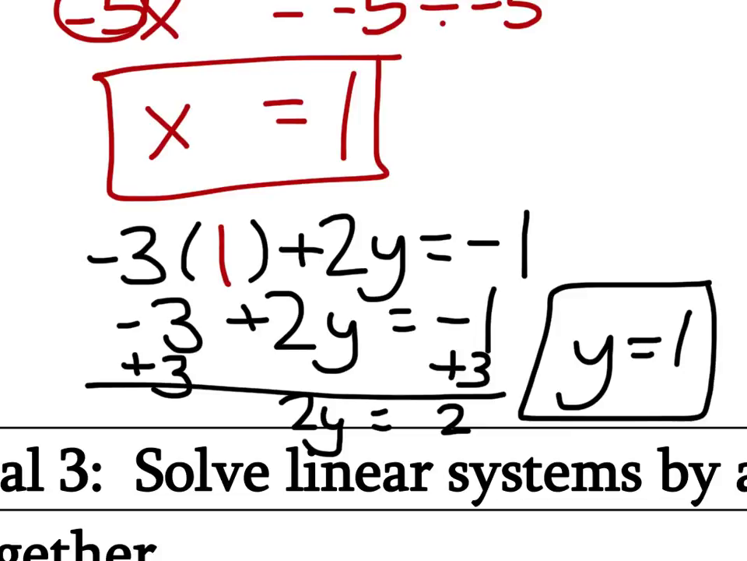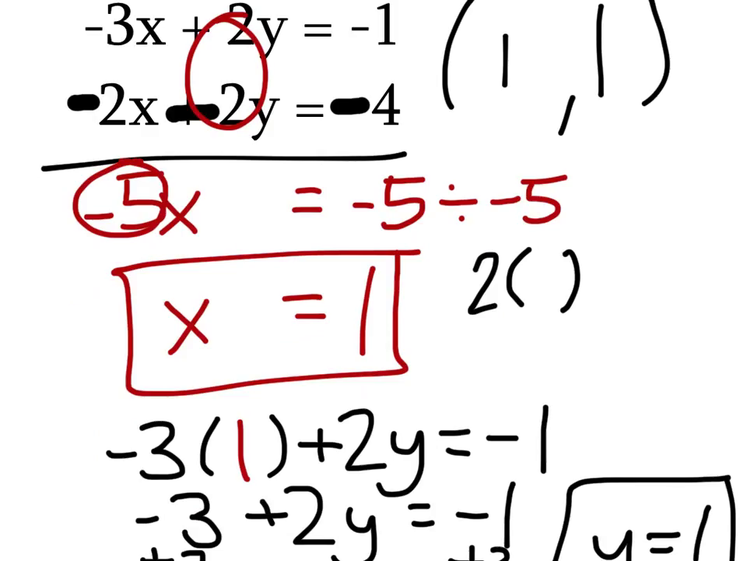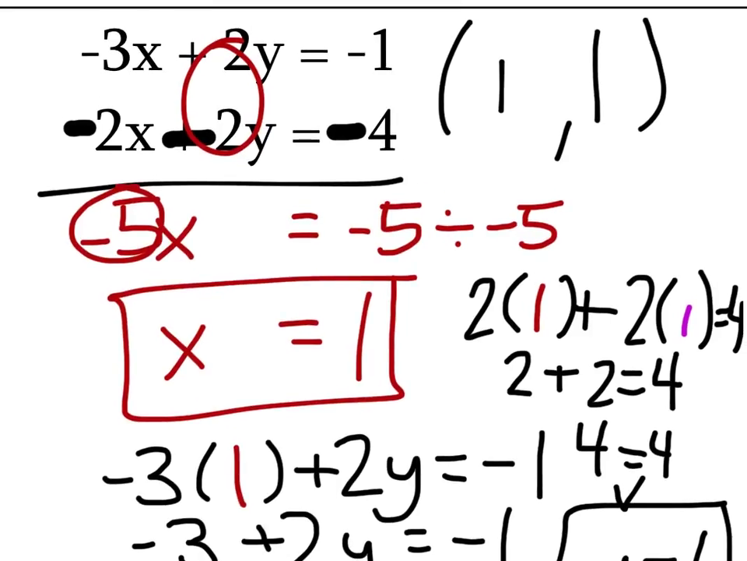So we know y equals 1, but we should check this by plugging it into the other equation. The other equation was 2x. We had 2 times x, which is 1, plus 2y, which is 1, and that should equal 4. So 2 plus 2, does that equal 4? 4 equals 4, yes it does, check. So that's our answer.